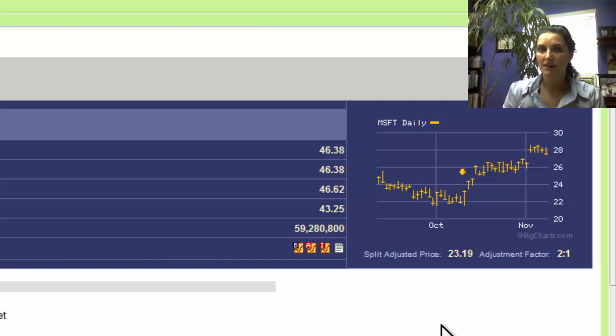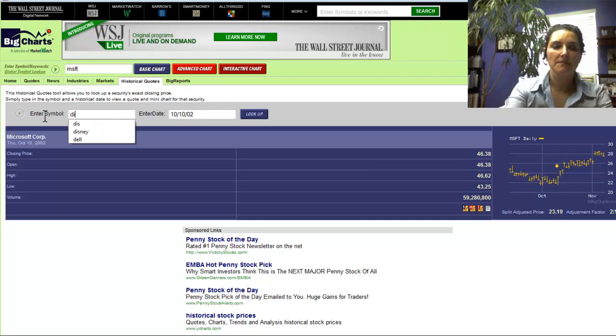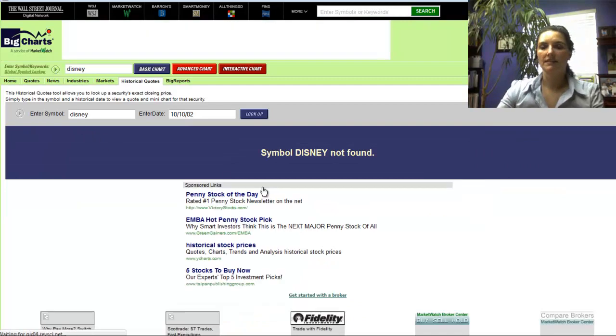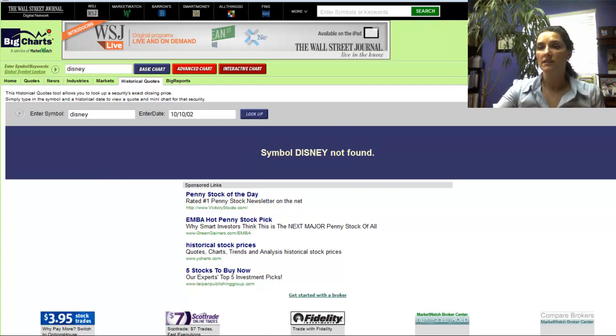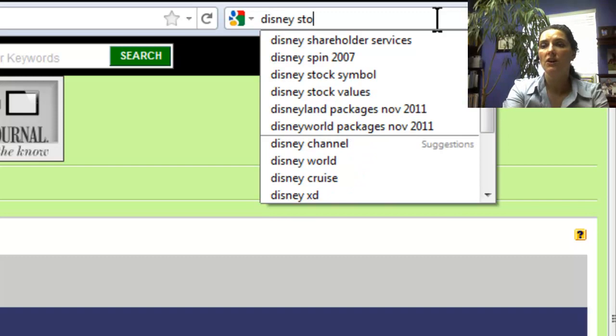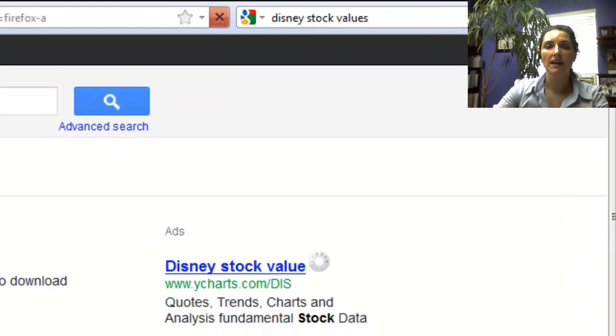Now let's just suppose that you have some Disney stock that you inherited and you want to look up the fair market value of Disney stock. Well, if I type Disney in Big Charts, probably not going to get anywhere. Symbol Disney not found. So what do you do? Well, you can go to the internet and look for the symbol for Disney, but another thing you could do is just look for shareholder services on Disney or Disney stock quotes. Let me just search Disney stock prices or stock values.